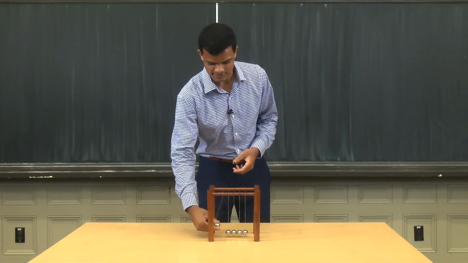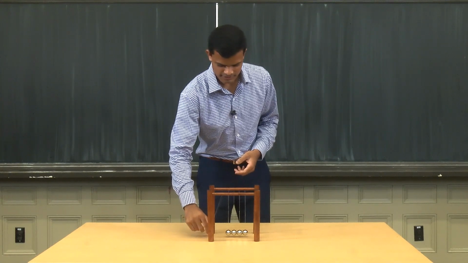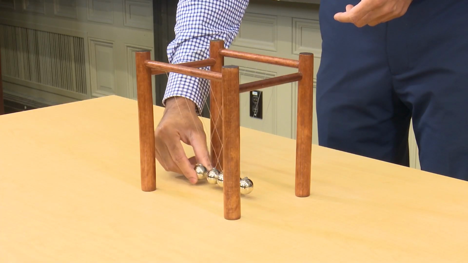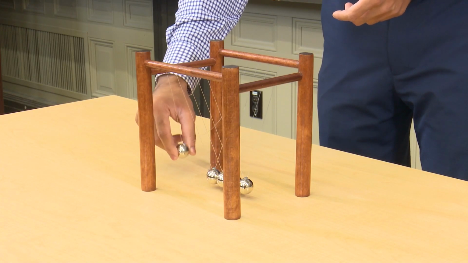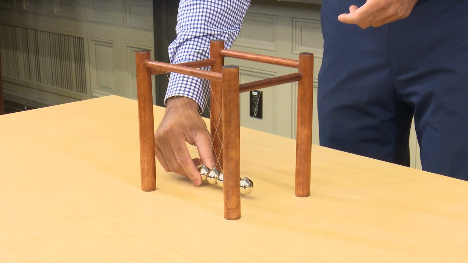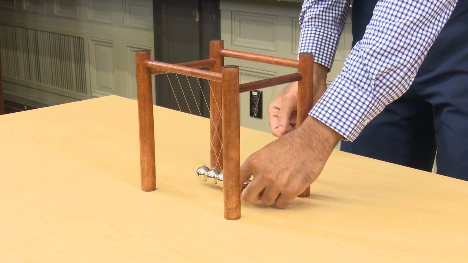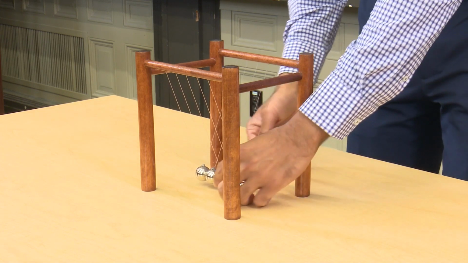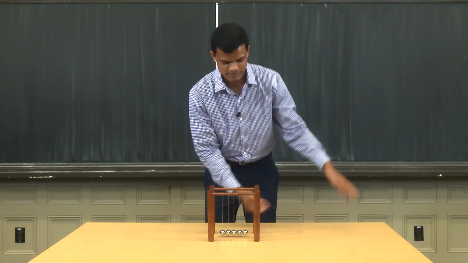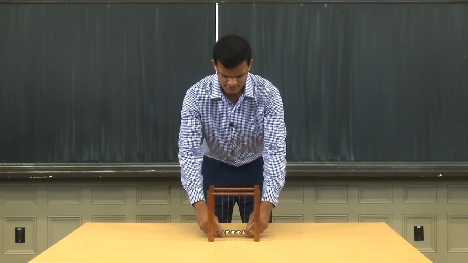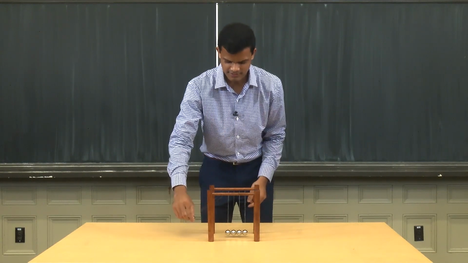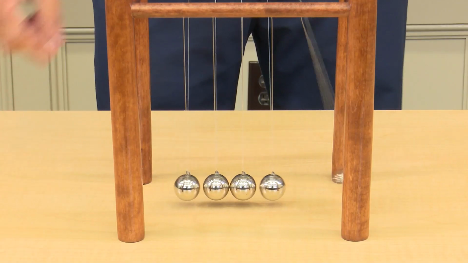So momentum is mass times velocity. So when I release one of these objects, it will have momentum. It has a mass, it has a velocity, and it will collide. And that momentum has to be conserved. So you might see that as a result, some of these balls will come out on the other side. So let's try that, see if conservation of momentum applies.